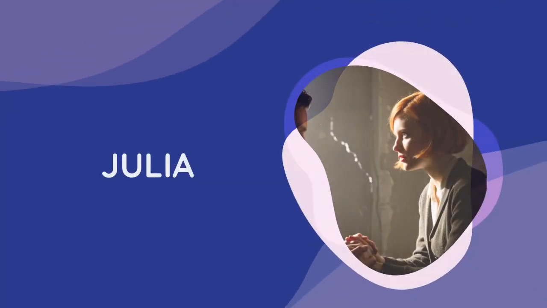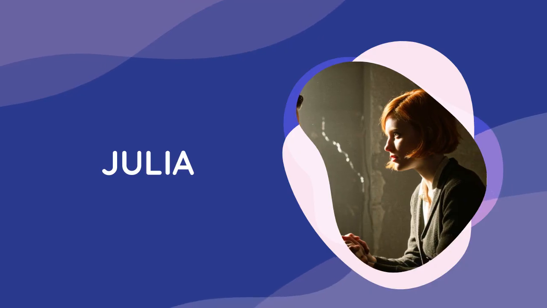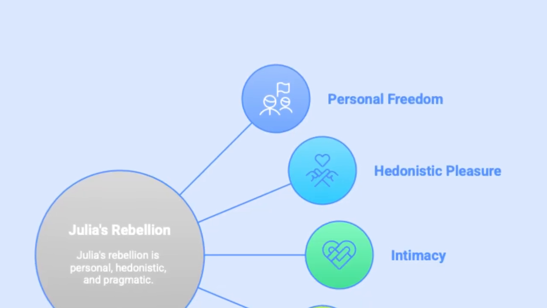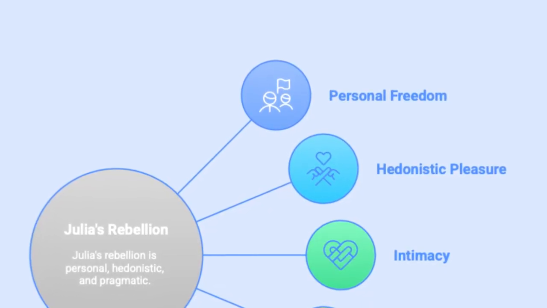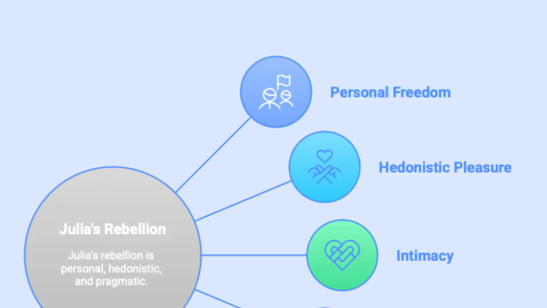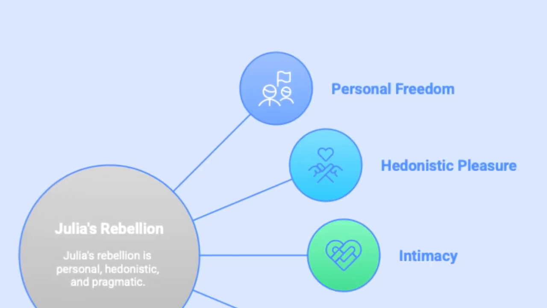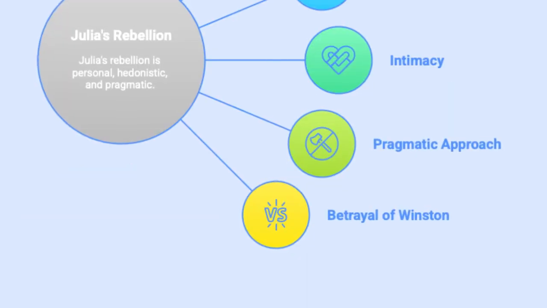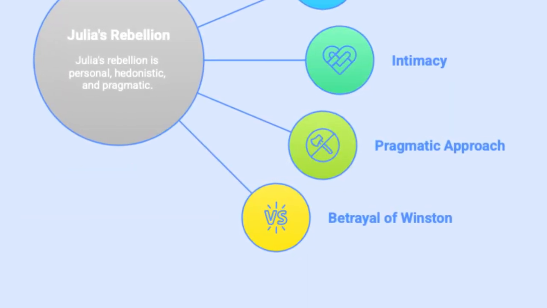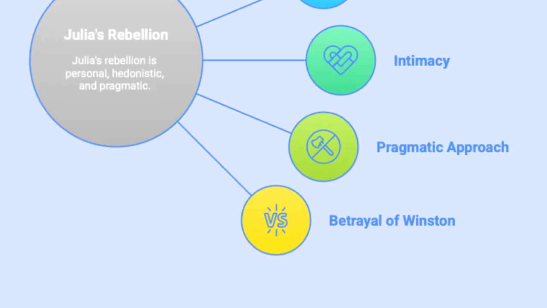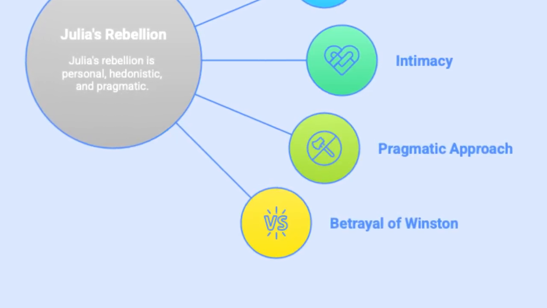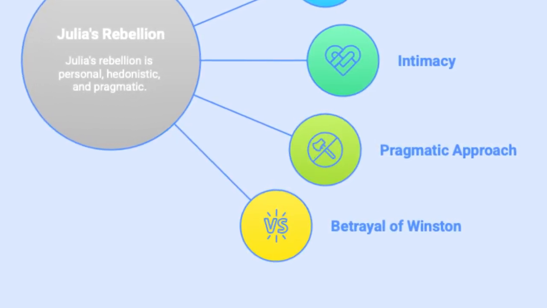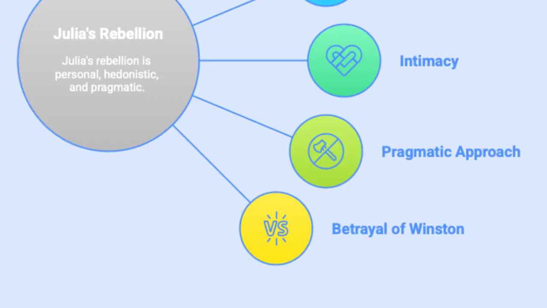Julia is Winston's love interest and a fellow party member. She secretly rebels against the party's rules. Unlike Winston, Julia's rebellion is more personal and hedonistic. She focuses on individual pleasures and desires, personal freedom and intimacy. Her relationship with Winston is a form of resistance against the party's control.